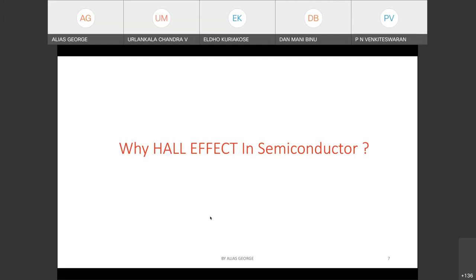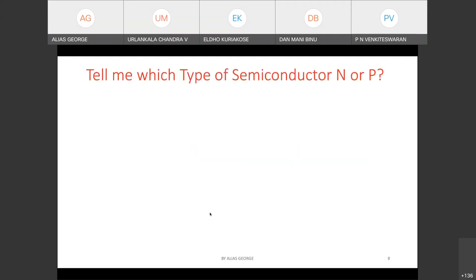Okay, so I am calling this name. You can speak up. Let's make this class more interactive. That is why I am calling you, please speak up. No problem. So I am telling this Hall effect. Now I am connecting this Hall effect to semiconductors and its applications. That is what I told here.